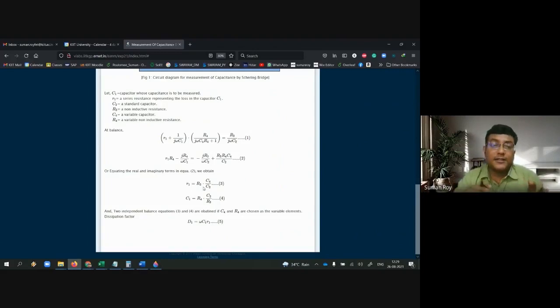Okay. So this is the working principle of this bridge. Since R3, R4, C2 all are known to you, then you can easily measure the C1, correct? Let's say your R3 and R4 is fixed, then also by varying C2, you can calculate the value of C1. Okay.